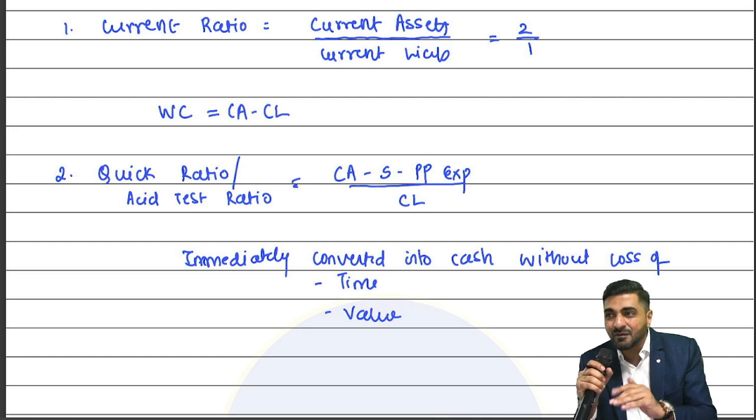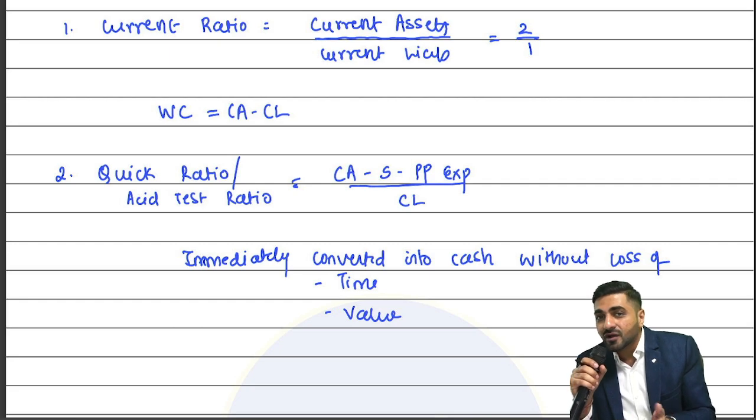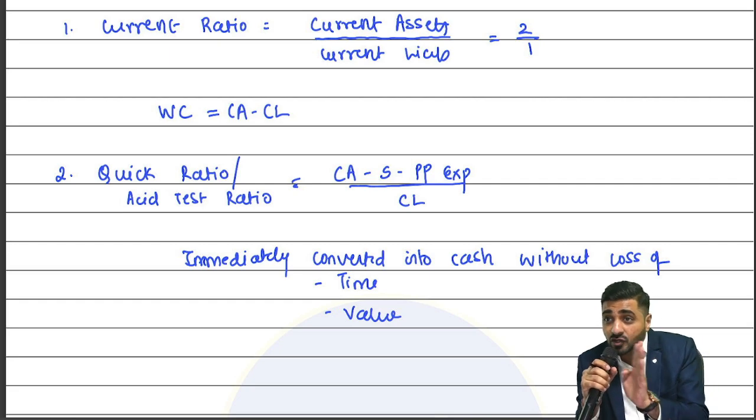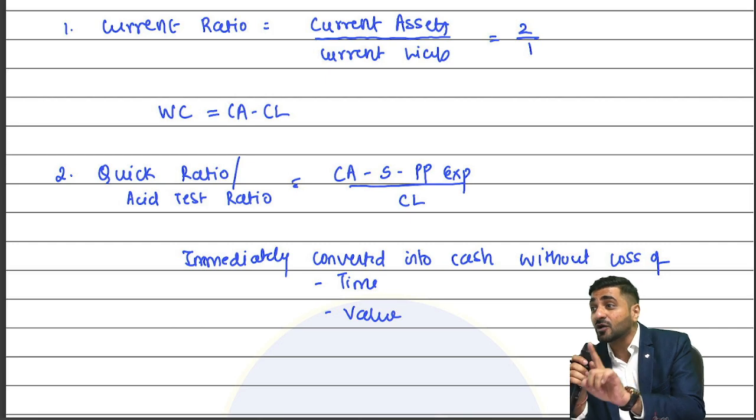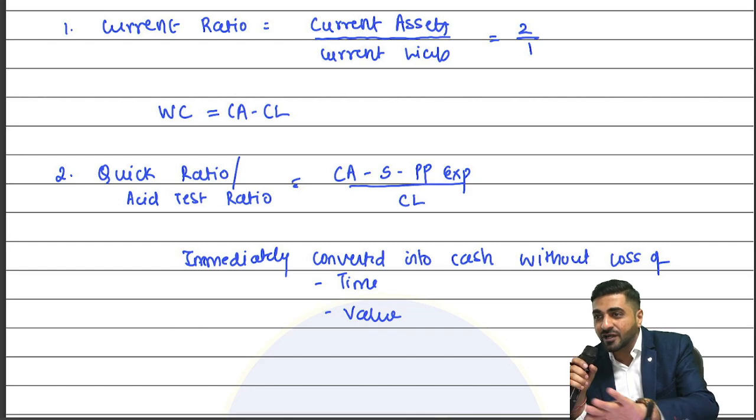So that's why we will always treat stock as a quick asset or non-quick asset? Non-quick asset. Because if I want to convert stock into cash immediately, then I have to reduce its value.